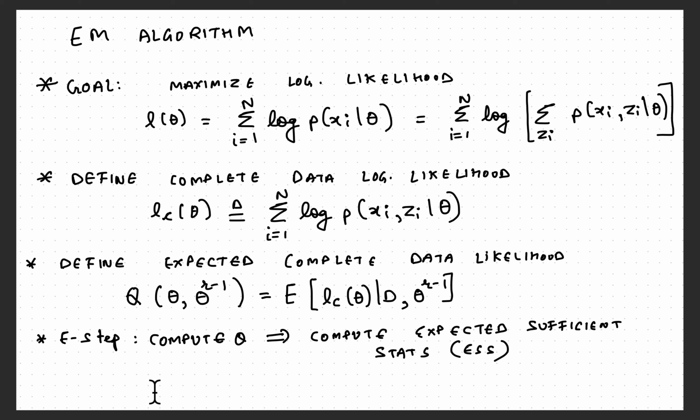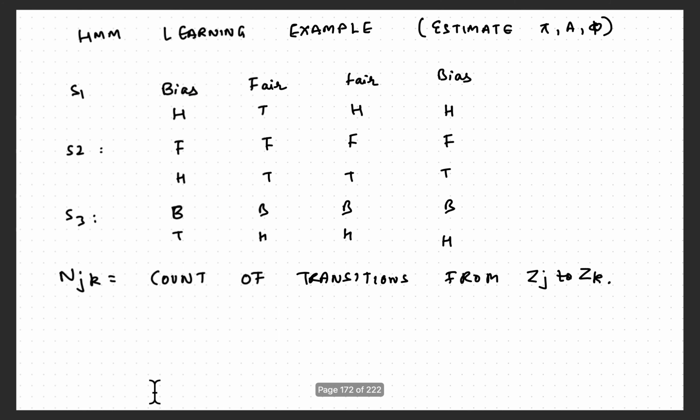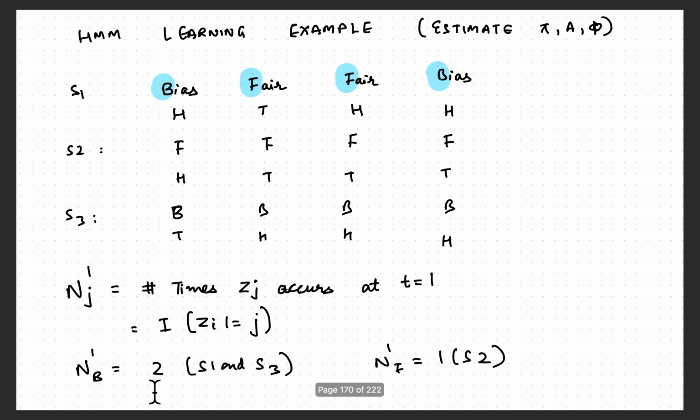This is the ratio on expectation between bias and fair, right? We don't have exact counts, but we have expectations. And now, does it not look very similar to the kinds of calculations we were doing here? So this is when the data was fully known. There we were computing the number of times zj occurs at time t equal to 1, and the count for bias was 2 and the count for fair was 1.